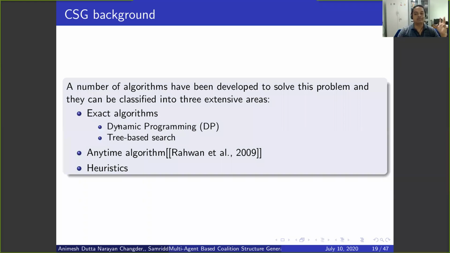An exact algorithm always gives you the best result. The typical ideas for exact algorithms are dynamic programming and the tree-based approach. If you remember yesterday's discussion, for an exact algorithm you have to wait till the termination of the algorithm. But it is guaranteed that once it terminates, you will definitely get the best, that means the optimal, result. That is the beauty of the exact algorithm.